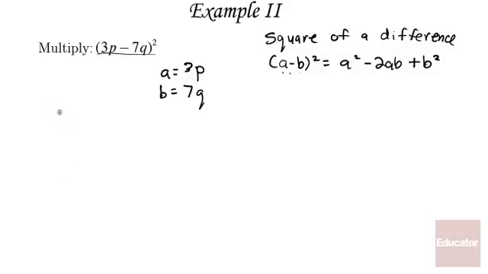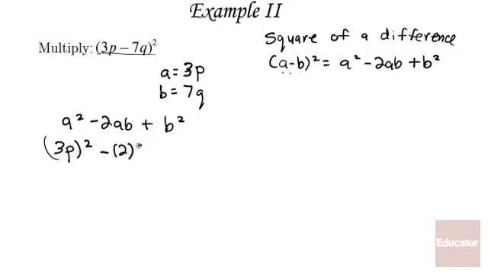So I go ahead and write my formula over here again, so it's where I can really use it. And I know that I have a equals 3p. That gives me 3p squared minus 2 times a, which is 3p, times b, which is 7q, plus b squared, which is 7q squared.